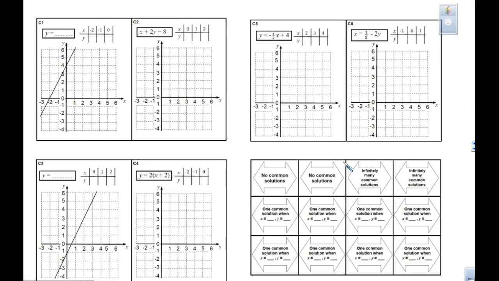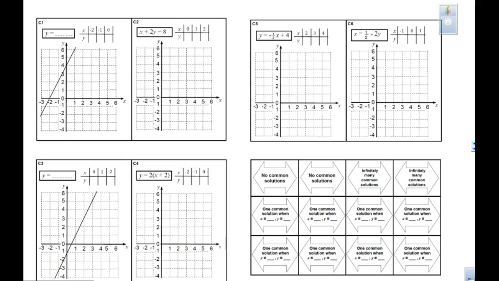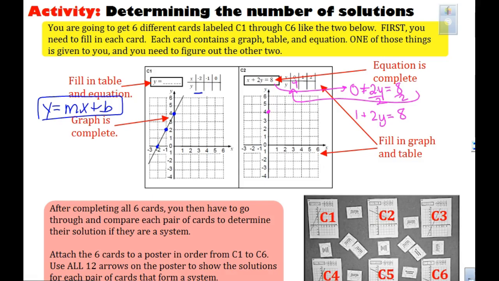So I started mine. I've already filled in my graphs on them. But then what I'm going to do is compare these 2 graphs and put them next to each other and try and decide. If I compare these 2 graphs, should there be a point of intersection? Well, they're not parallel lines, C1 and C2, right? So they have to have a point of intersection. And then what you write on the bottom of the card is you tell me the X point and you tell me the Y point, okay?